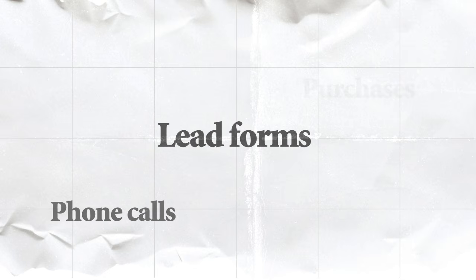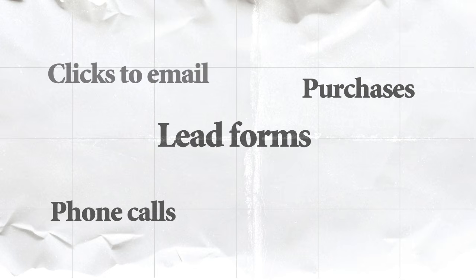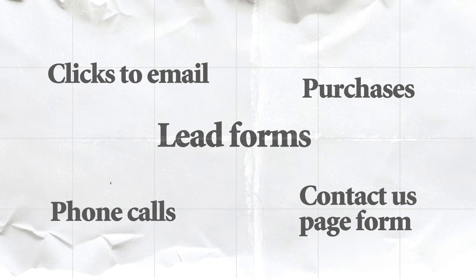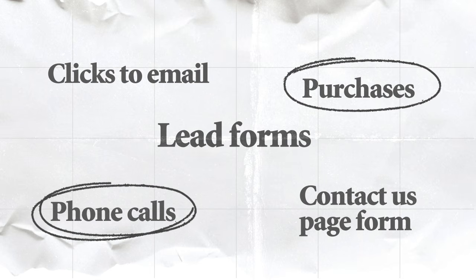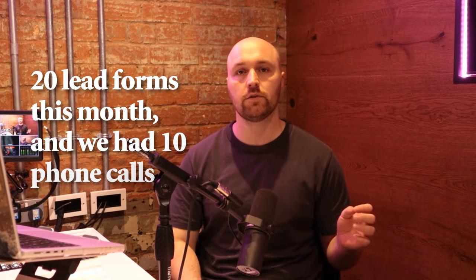One of the most common reasons for that is the traditional agency model of tracking Google Ads successes. They'll have their campaign set up within Google Ads, so they'll be tracking lead forms, phone calls, maybe purchases, clicks to email, contact us page forms. There's no process. All the agency will do is see how many of those actions happened and report that back to the client and say, we had 20 lead forms this month and we had 10 phone calls. That's it. There's no further information or tracking of the quality of those leads.